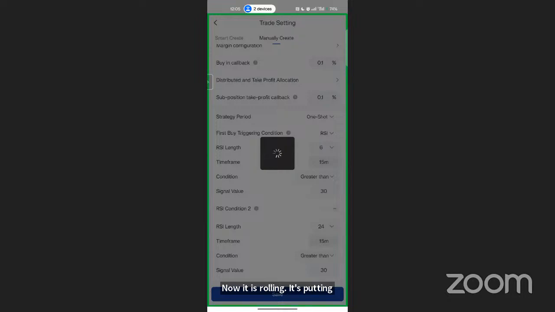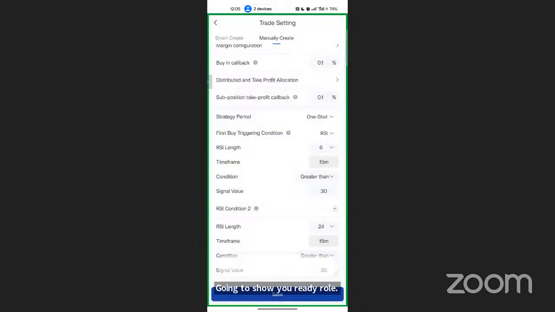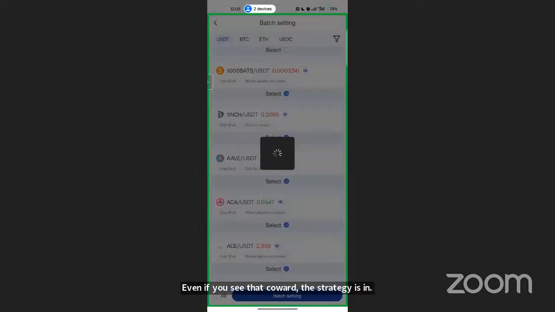So when they send me, I'm going to show you how you remove and put another one. Let it roll. Even if you see that, the strategy is in. So now, I want to trade.